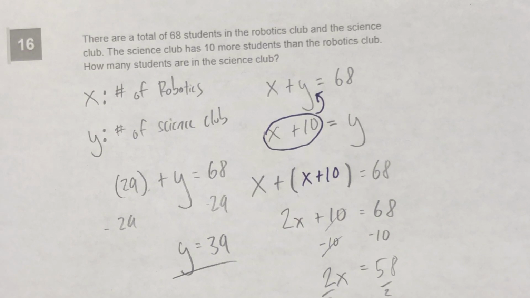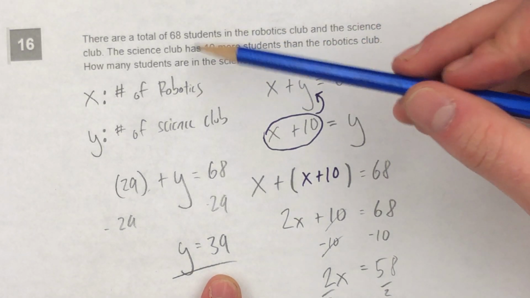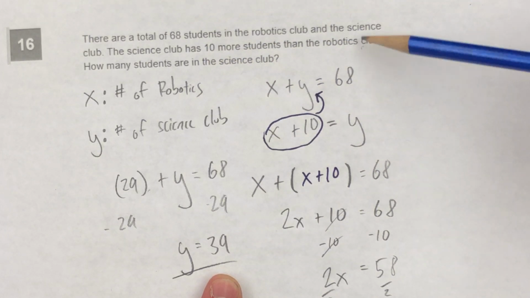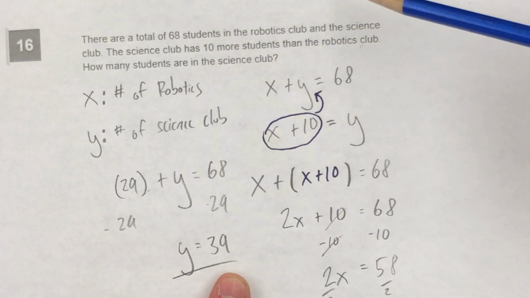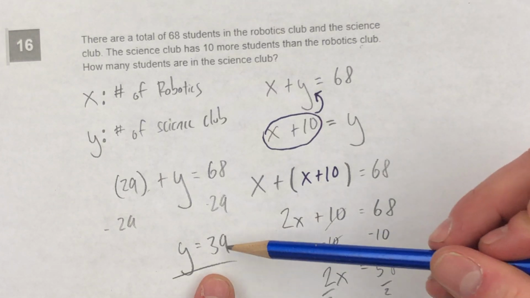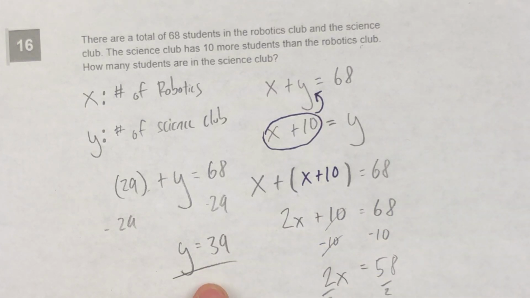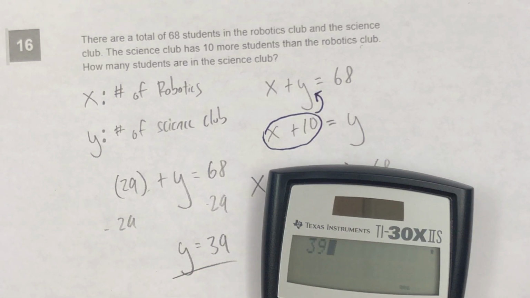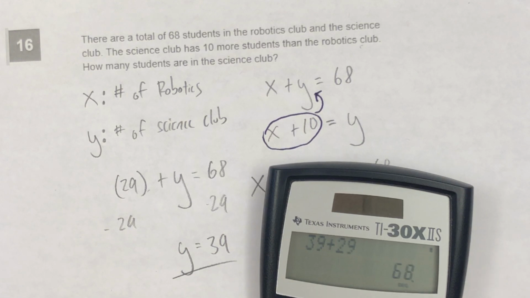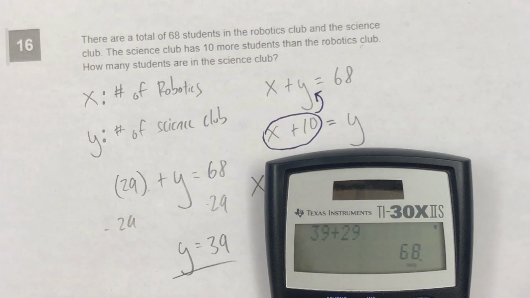Now, I'm going to do a quick check, make sure I got the right answer. I know that these should be 10 apart. Science should be 10 more than robotics. 29 plus 10 is 39, that works. I also know that there has to be 68 in total. So 39 plus 29 should give me 68. Let's do a quick check. 39 plus 29, and that gives me 68. So I'm good.